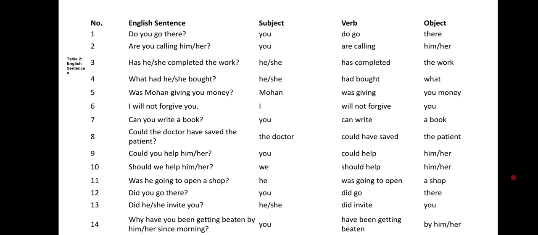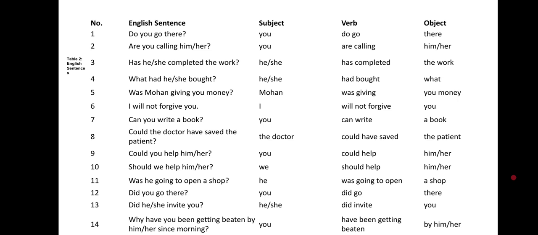Was he going to open a shop? He is the subject here. Was going to open is the verb here. A shop is the object. Did you go there? You is the subject here. Did go is the verb here, and there is the object. Did he or she invite you? He or she is the subject here. Did invite is the verb here, and you is the object here.